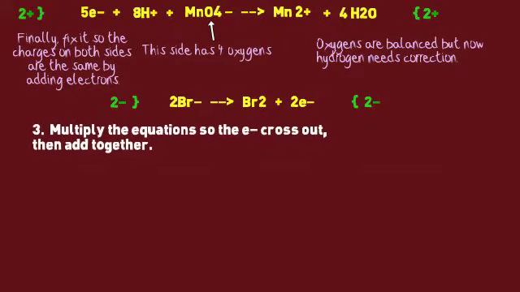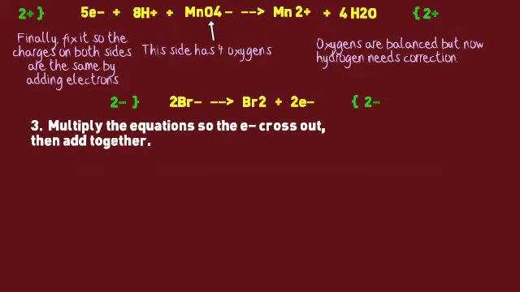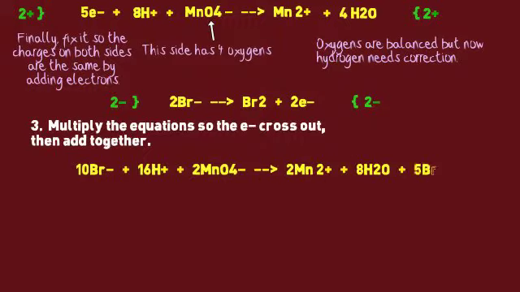Step 3. You need to multiply the equations so the electrons cross out. Then you'll add them together. I'm going to let you do that. Pause and do it. Here comes the answer. 10 Br negative plus 16 H plus 2 MnO4 negative 1 yields 2 Mn2 plus 8 H2O plus 5 Br2.